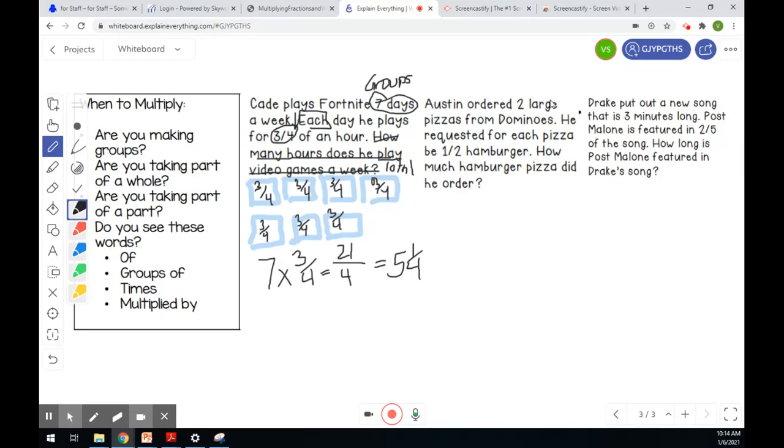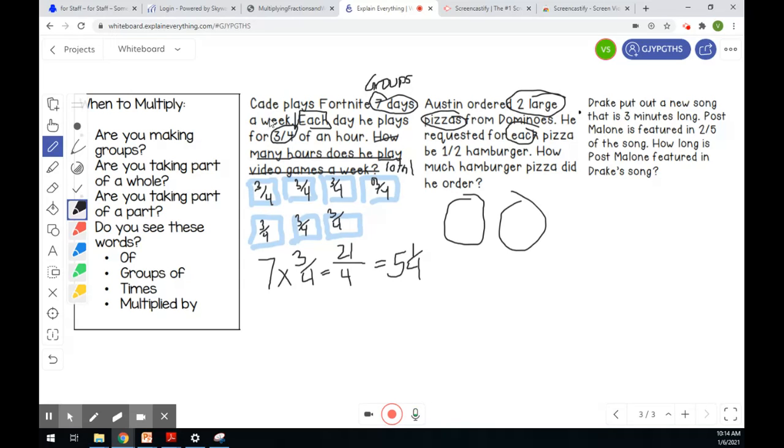Austin ordered 2 large pizzas. Okay, so I'm going to draw 2 pizzas. He requested for each pizza to be 1/2 of a hamburger. So we see that word each. We know we're dealing with 2 large whole pizzas. And notice that the word of is not here, and I did that on purpose.